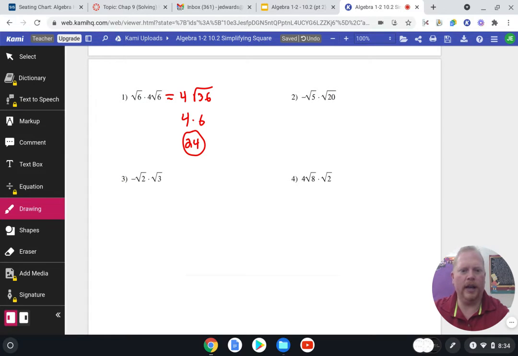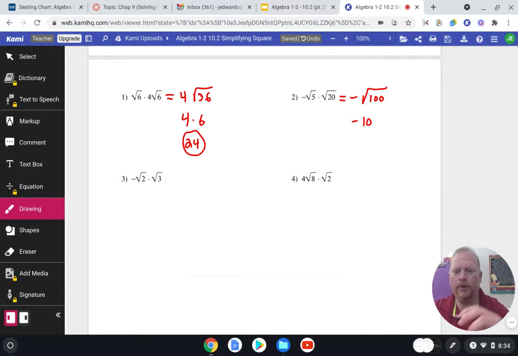Number 2, that negative is going to stay on the outside. And then 5 times 20 is 100. And so square root of 100 is 10, so that's just going to make negative 10. So we've talked about you can't take the square root of a negative number. What's underneath the square root is positive. It's okay to have a negative number on the outside of the square root.